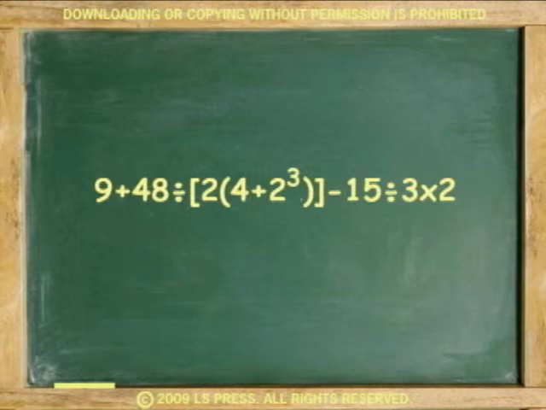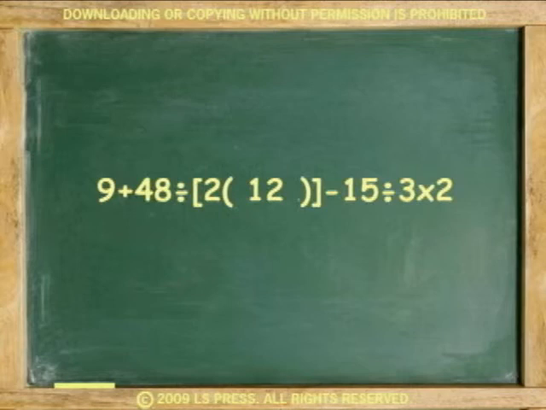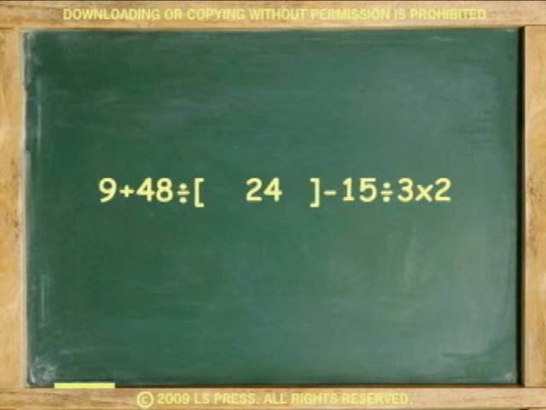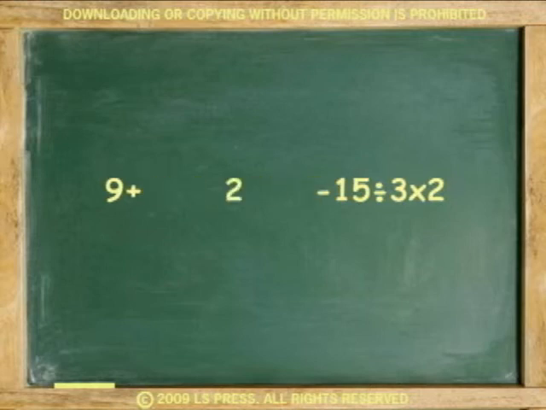Let's do another one. In here, the base 2 is cubed first, which gives 8. Then solve parentheses by adding 4 and 8 to get 12. Multiply 12 by 2 to get 24. The division must be from left to right. On the first division, you get 48 divided by 24, which is 2. And on the second division is 15 divided by 3, which is 5.